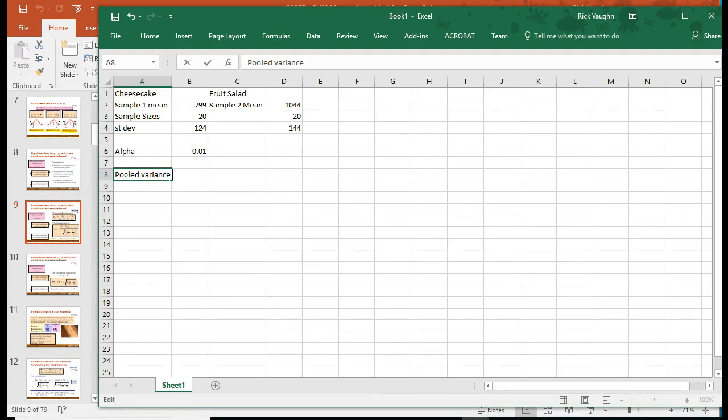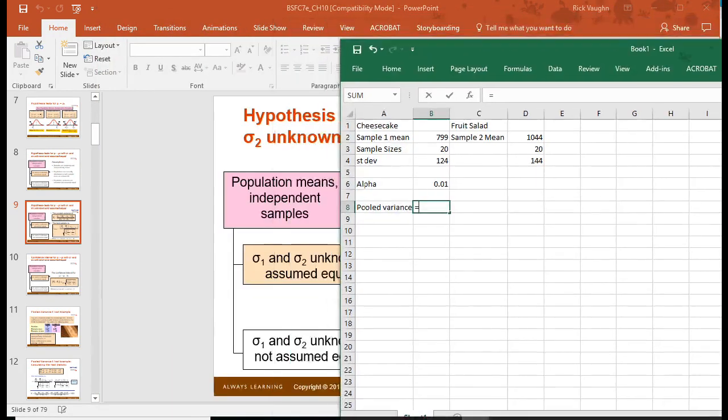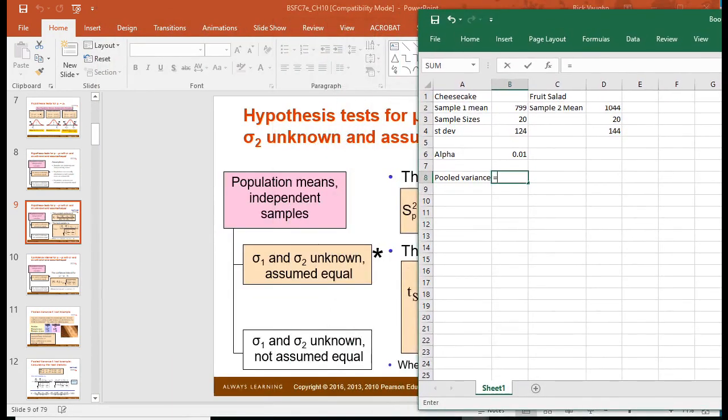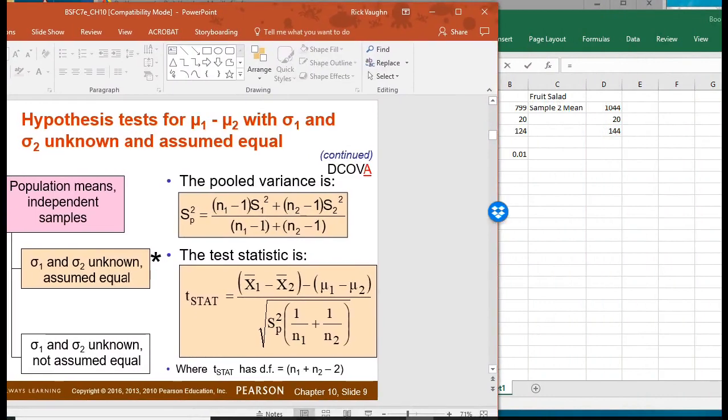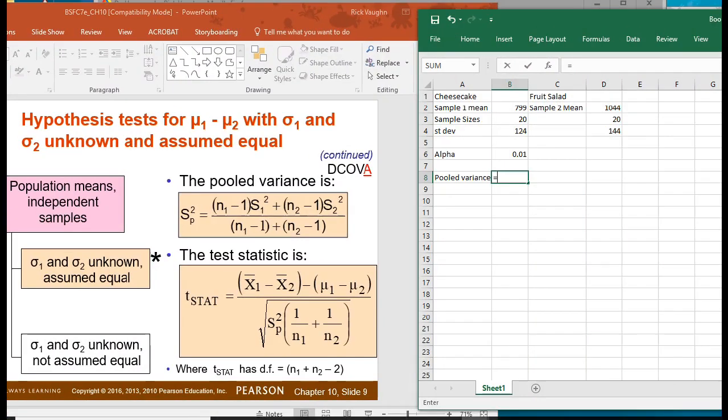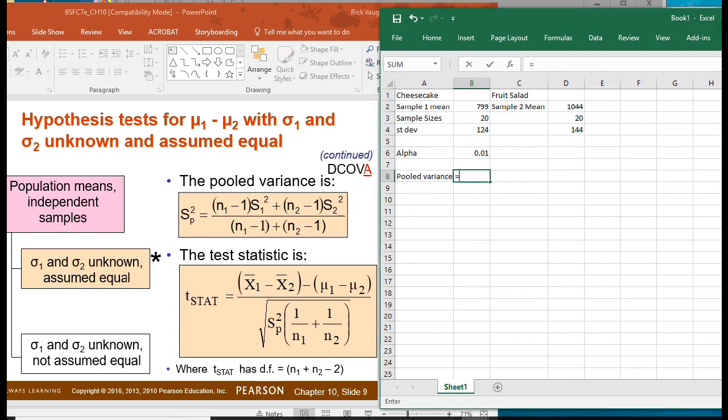All right, so we're going to tab over, and we'll start with equals. Now we need to roadmap this formula. I hope that you guys are becoming a little bit better at this as the class goes along. So I need to take n1 minus 1. For the numerator, I'm going to do a big parentheses, and then a big parentheses for the denominator, and a dividing line in between.